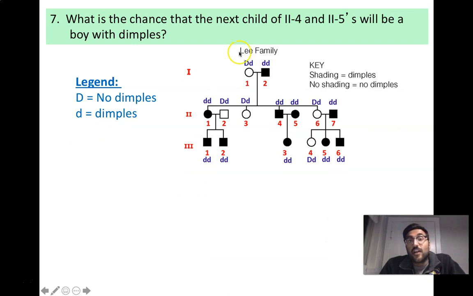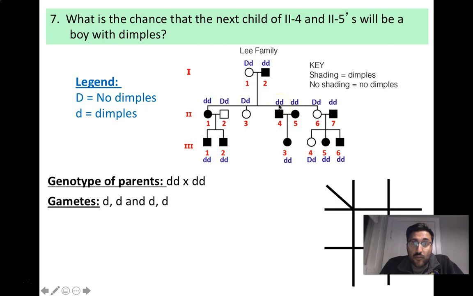What is the chance that the next child of person 2-4 and 2-5 will be a boy with dimples? Now, they're not only asking what's the chance that they're going to have dimples, but also the chance of them having dimples and being a boy. And we're looking at two different parents now, 2-4 and 2-5. So generation 2, person 4 and 5 are right here. Both of them have the homozygous recessive genotype, little d for both of them.